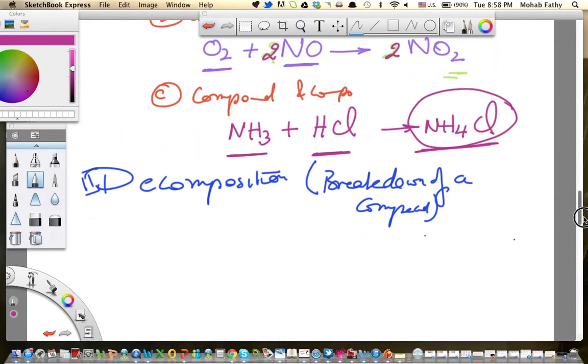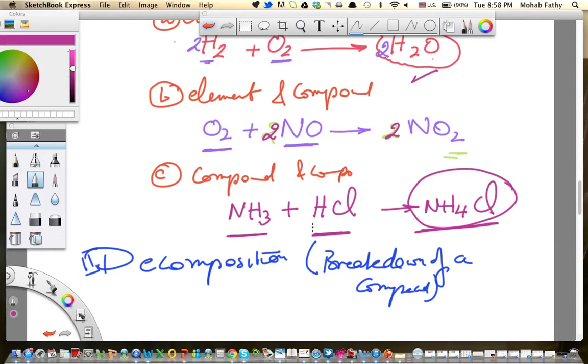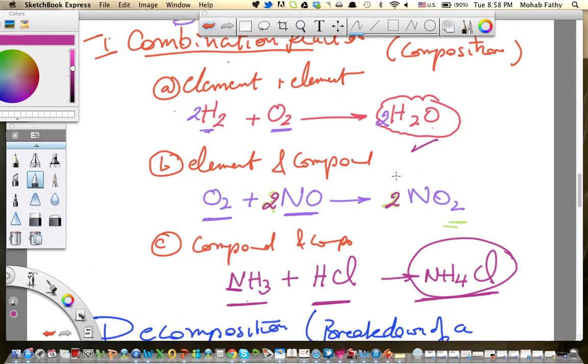How do you know NH3 is a compound? Because it's formed of 2 different elements, nitrogen and hydrogen. Whenever there are 2 or more different elements, it's a compound. A compound plus a compound gives a compound. You observe that in each type of this reaction we obtain only a single type of compound, a single compound, not 2 or more, right?